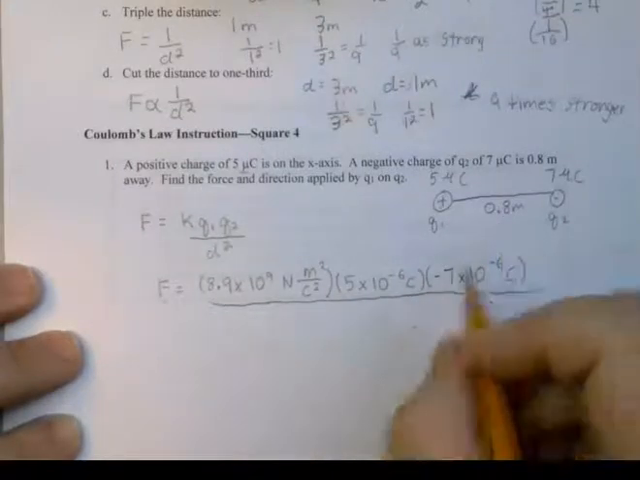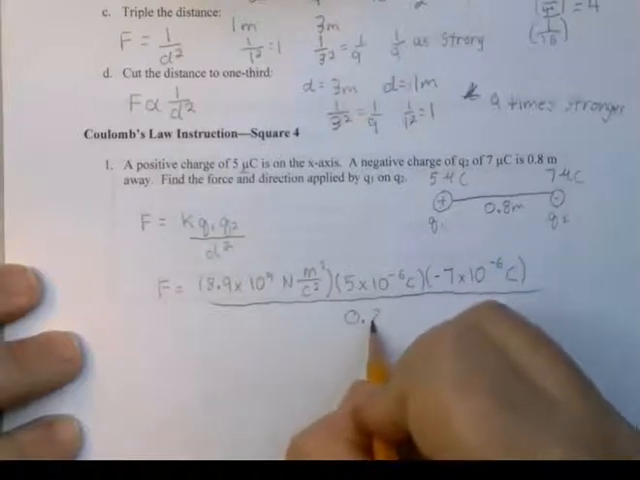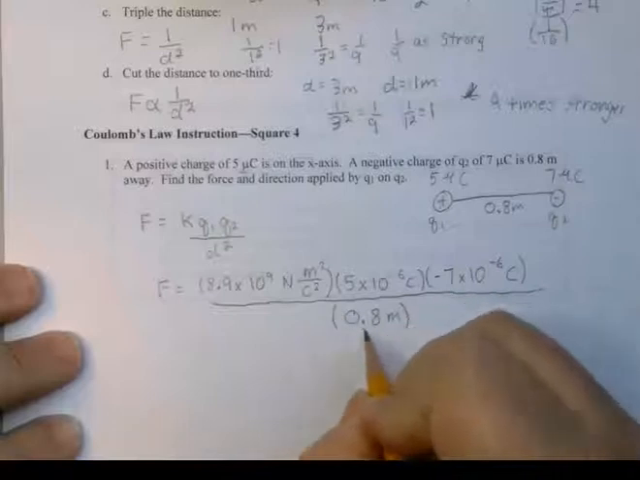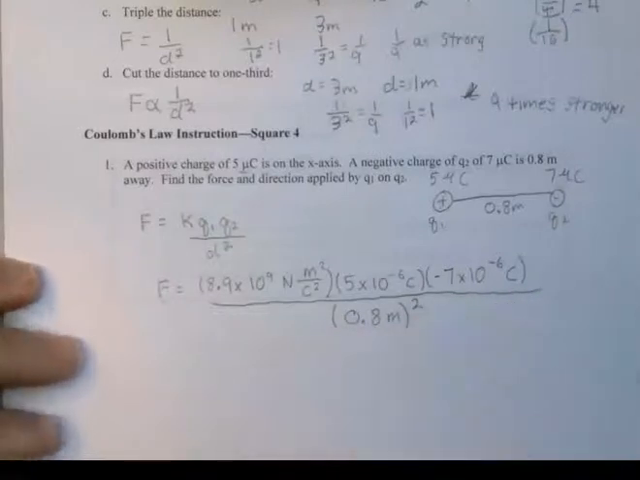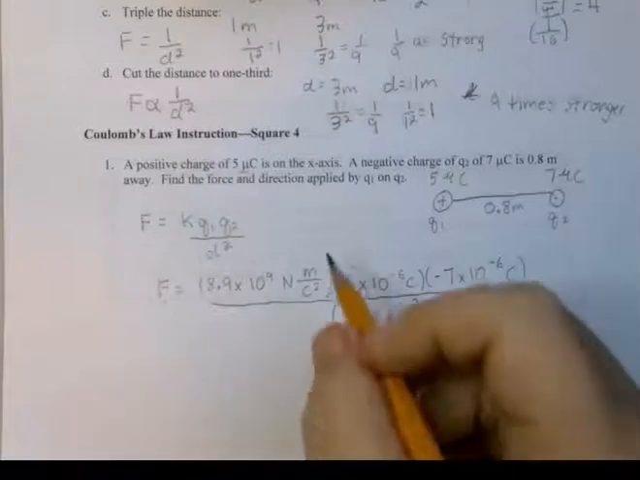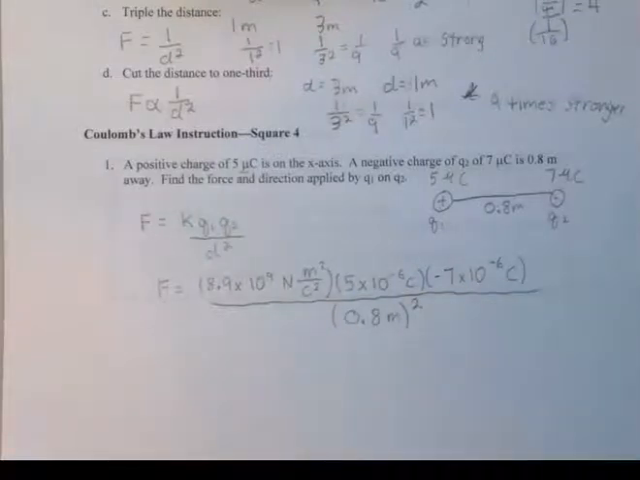And distance squared is 0.8 meters squared. Now I realized in doing this that some of you may not know how to cancel fraction over fraction. That can be tricky for some of you, so I'll put together a video on that.